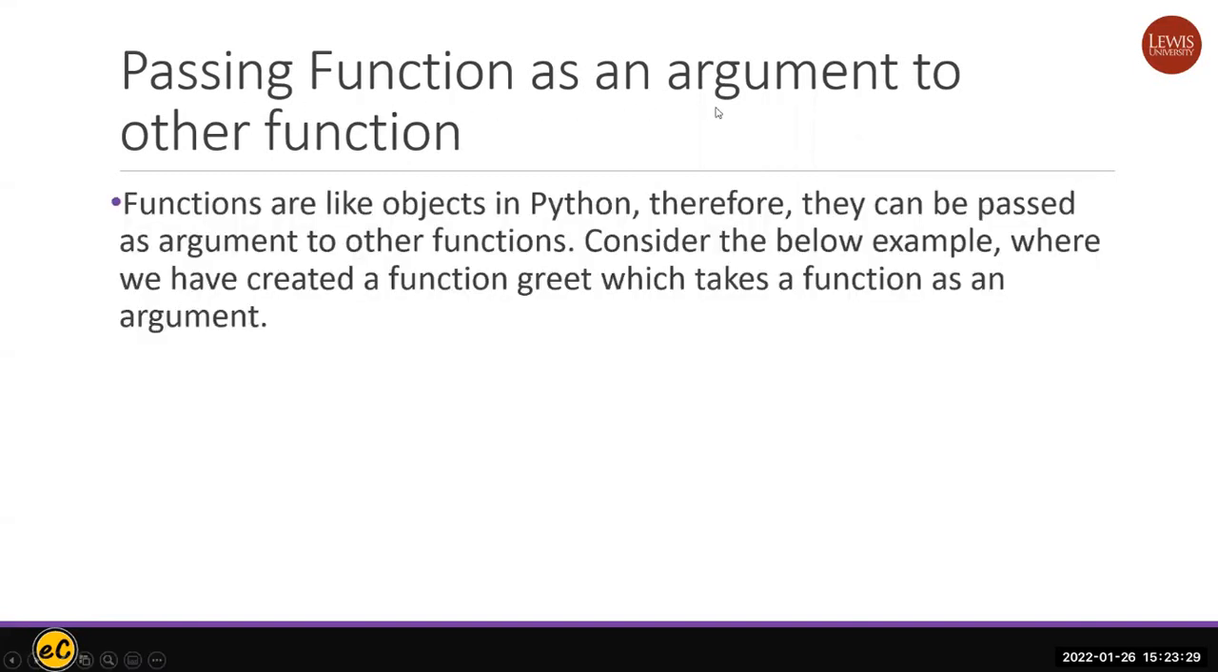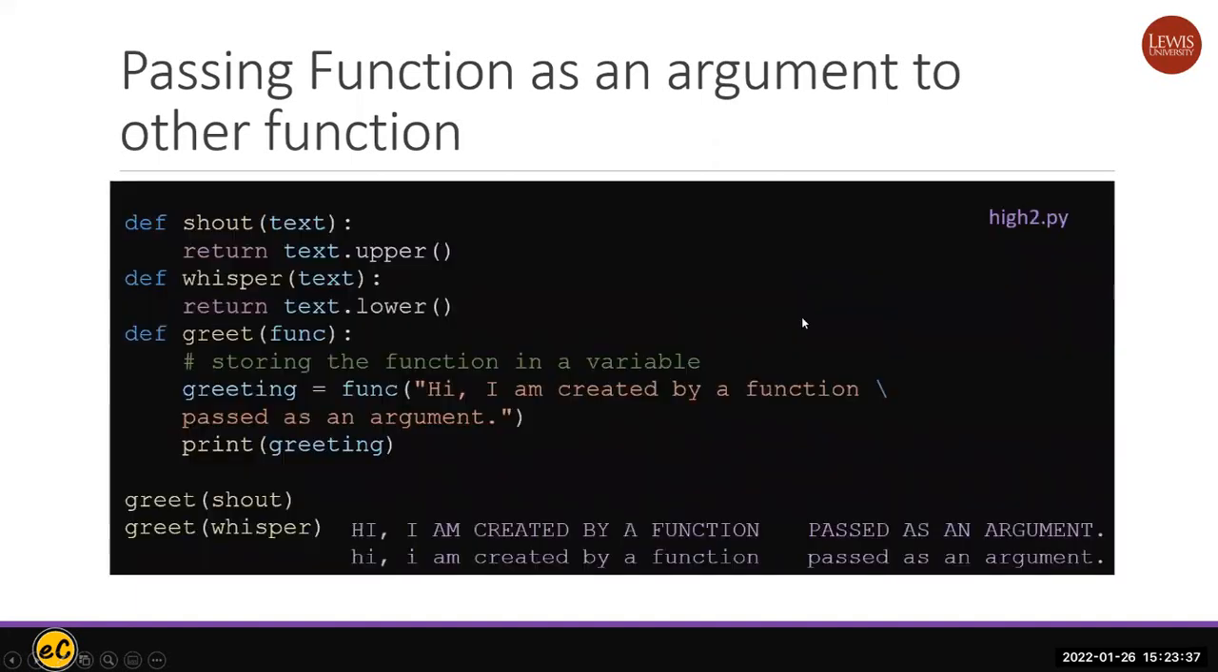Pass a function as an argument to other functions. Functions are like objects in Python. Therefore, they can be passed as arguments. So here we have shout, we have whisper, and then there's a greet function. To the greet function, you can pass the shout function or the whisper function. So here greet shout, we pass the shout to there.